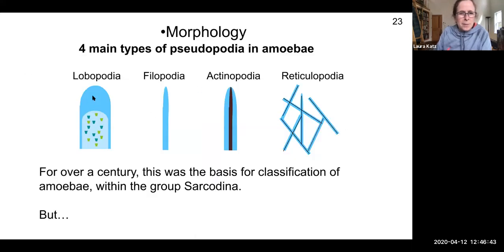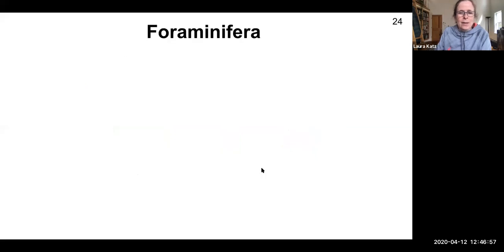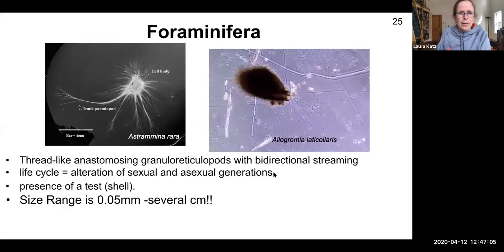So the four main types: lobose, phylos, actino, and reticulo. And this was the basis for the classification of Sarcodyna. But of course, molecular data challenge this, and we'll be talking about this in class. Instead of going through the groups one by one, I just want to talk a little bit about forams because they're cool, and a couple groups in lab are working on them.